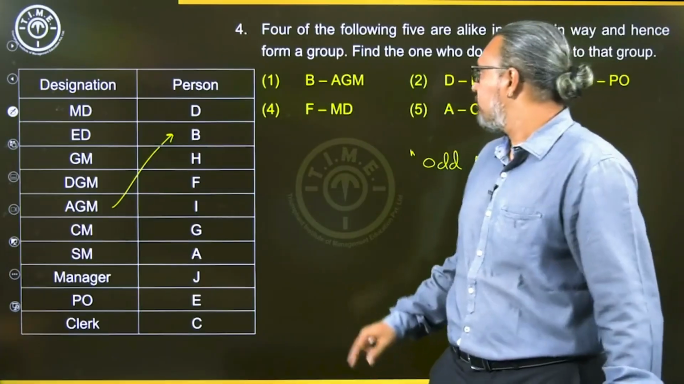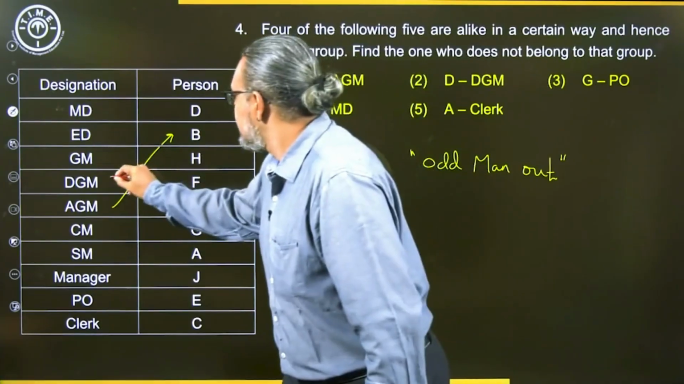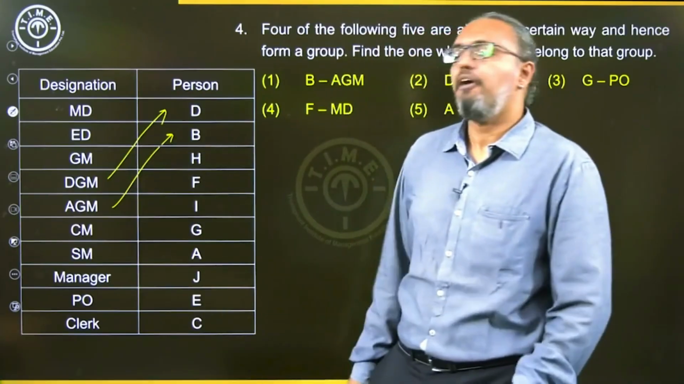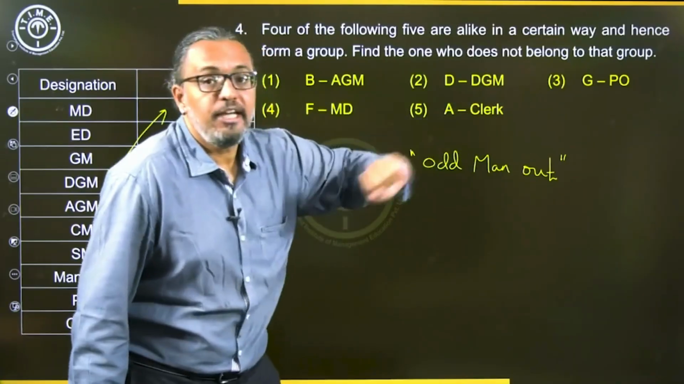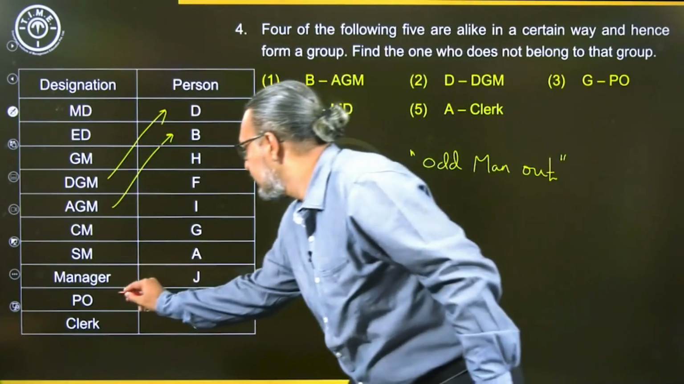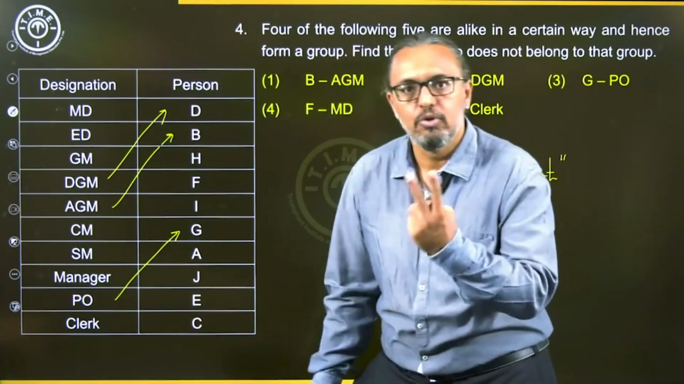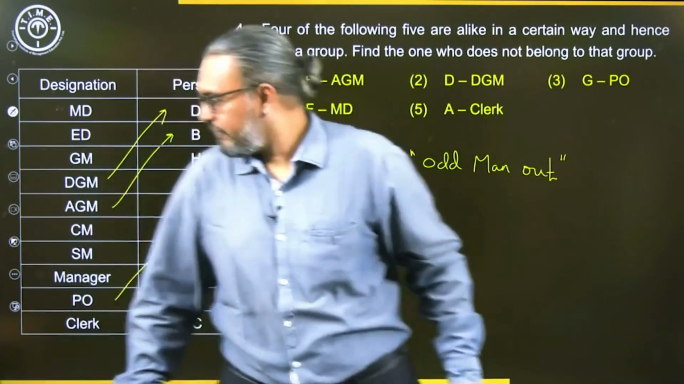Now what about the second one? D and DGM. Okay, where is it? Same thing. The person is above the designation and in between you have 2 people. Understanding the point? Then next we have G and PO. Okay, let's see. Check here again. G is above the designation and in between you have 2 persons. Correct?